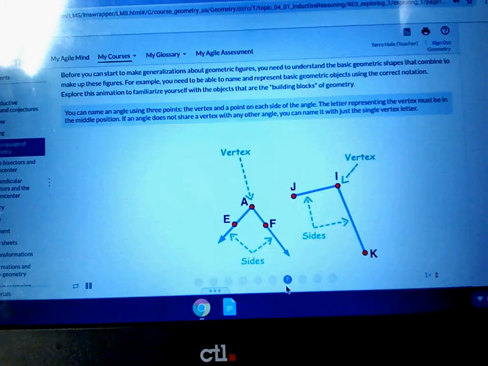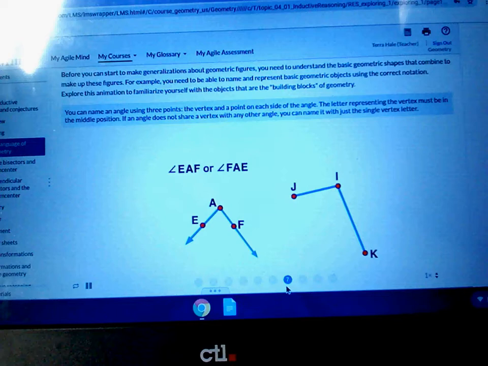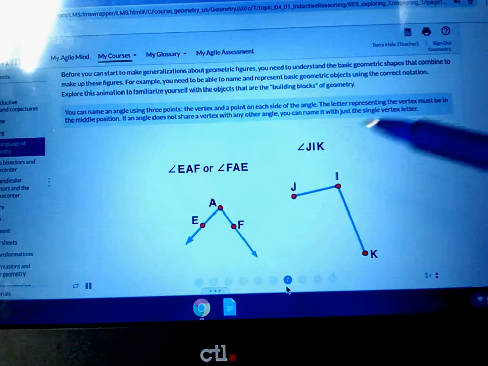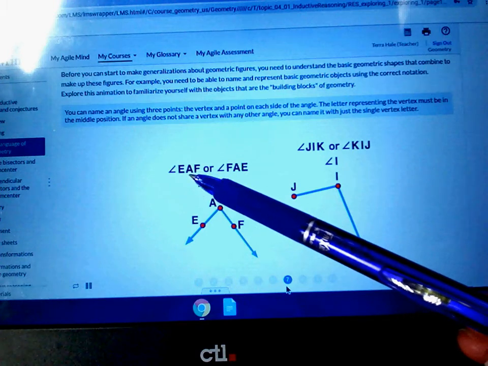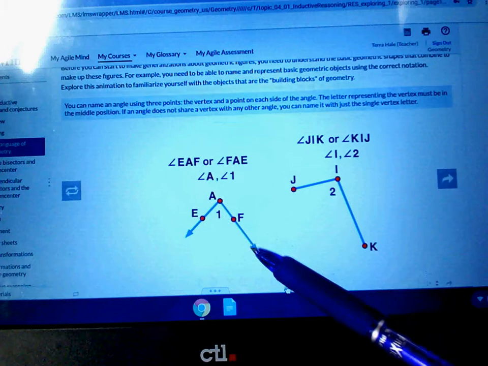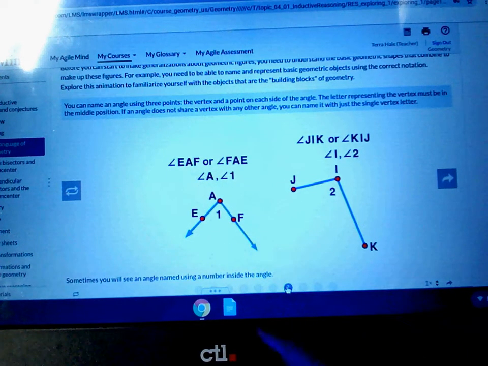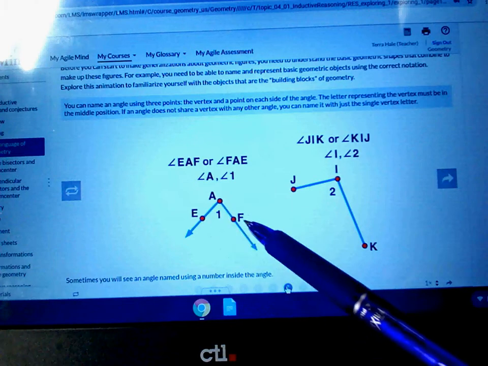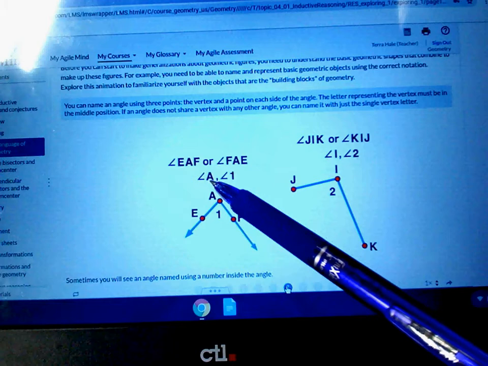Now when we name angles, we have a couple of different options. You can name angles with 3 letters, but the middle letter has to be the vertex. So I can name this angle angle EAF or angle FAE, but A has to be in the middle. I couldn't name it angle AEF. That's out of order.